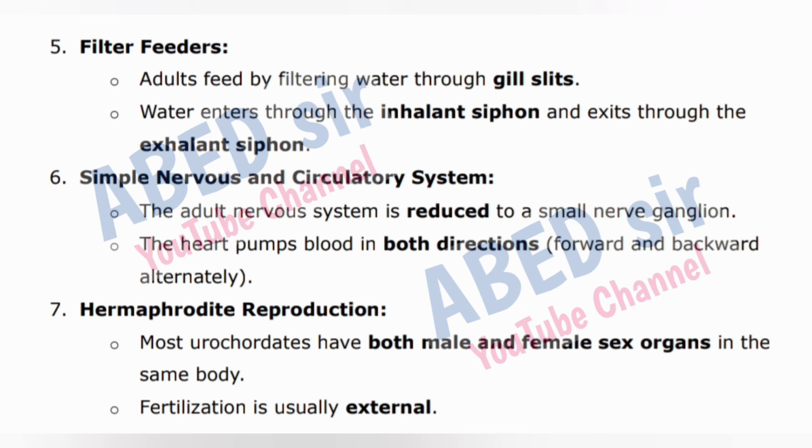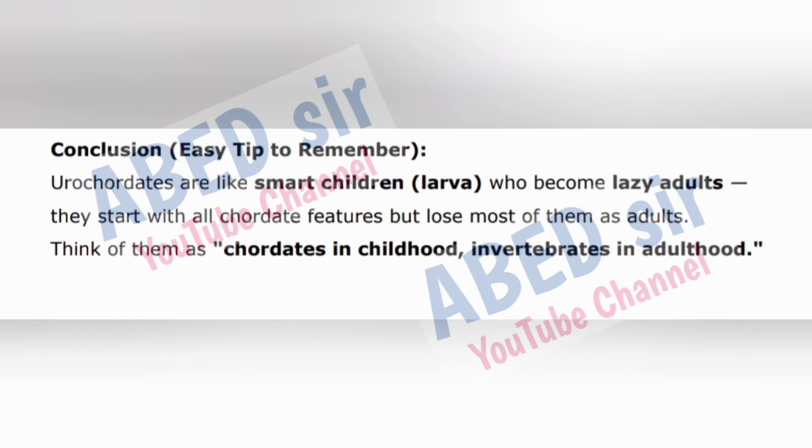7. Hermaphrodite reproduction. Most urochordates have both male and female sex organs in the same body. Fertilization is usually external. Conclusion, easy tip to remember. Urochordates are like smart children, larvae, who become lazy adults. They start with all chordate features but lose most of them as adults. Think of them as chordates in childhood, invertebrates in adulthood.